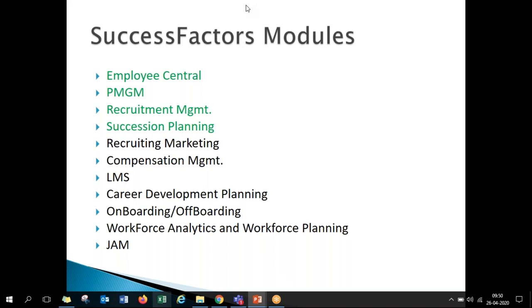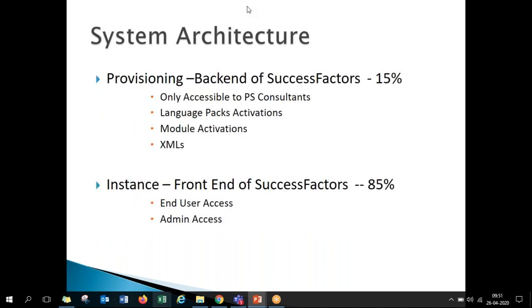And then, one more thing that I would like to give you guys an exposure to. So basically in SuccessFactors consulting, we come across two different systems. As a consultant, we see two systems. The end users who implemented SuccessFactors will see only one system. We as consultants will see two systems.